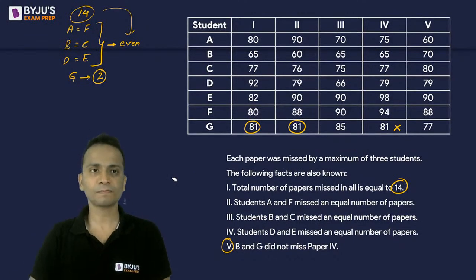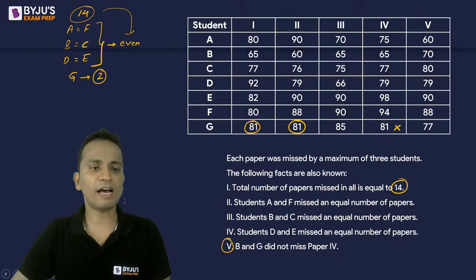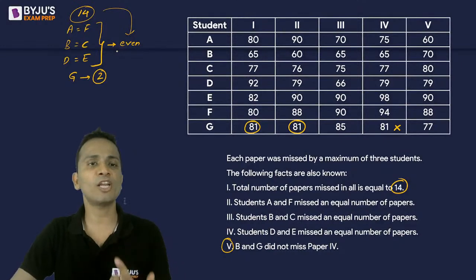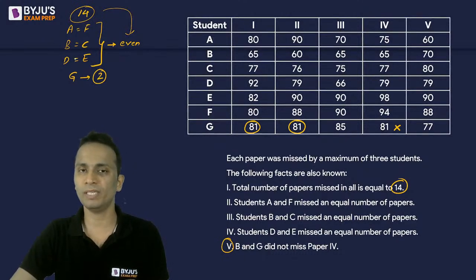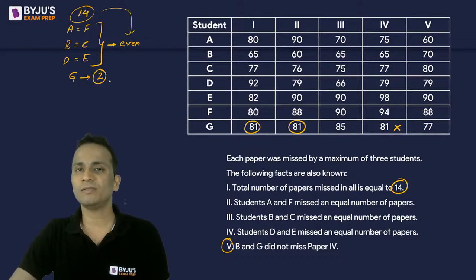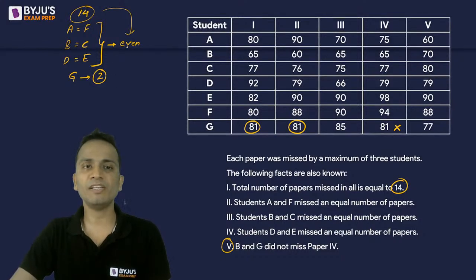I will repeat this. Now since A and F have missed an equal number of papers, B and C equal, D and G equal. So in total, these six people will miss an even number of papers. They cannot miss an odd number of papers because it will not be divided among them equally. All right, fine. Now, if I talk about G, these six people have missed an even number of papers out of 14. So the remaining will be again an even number.